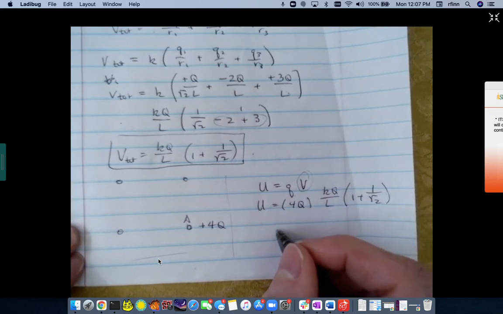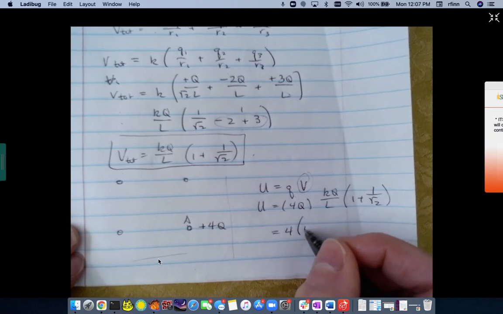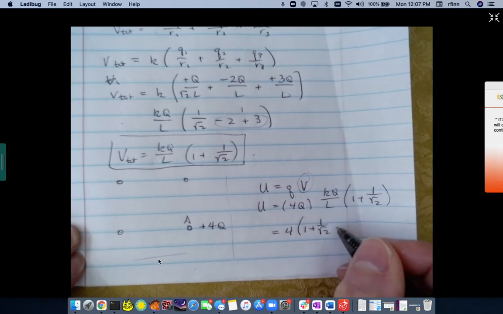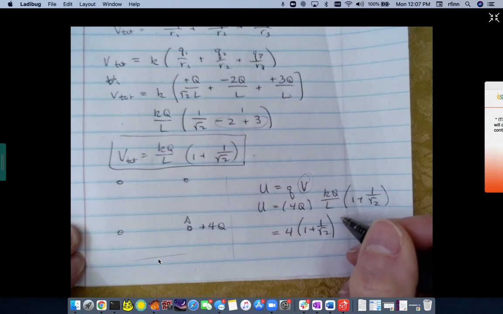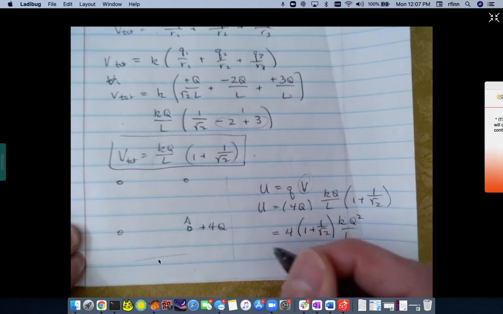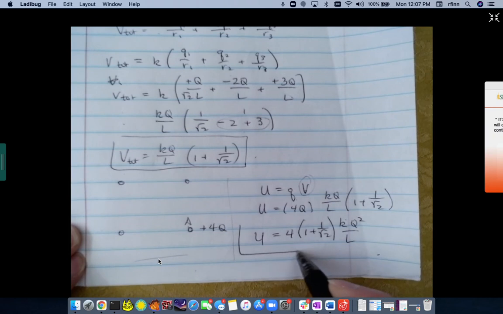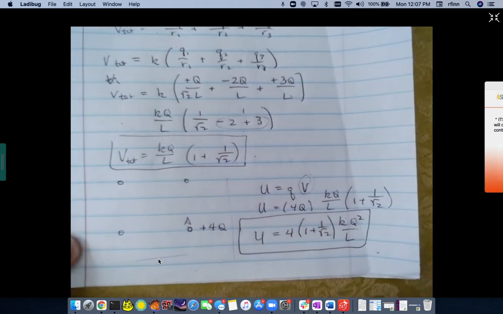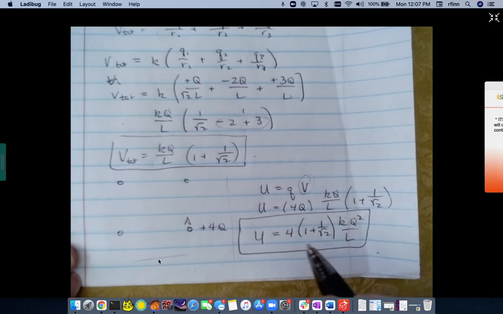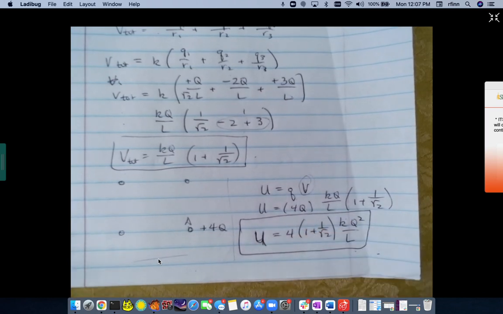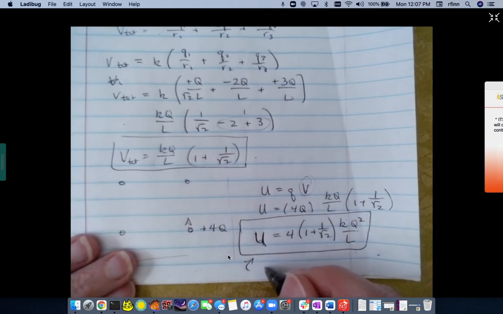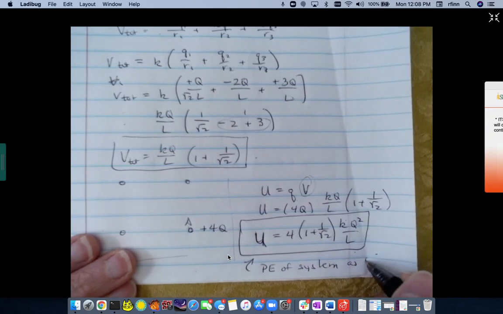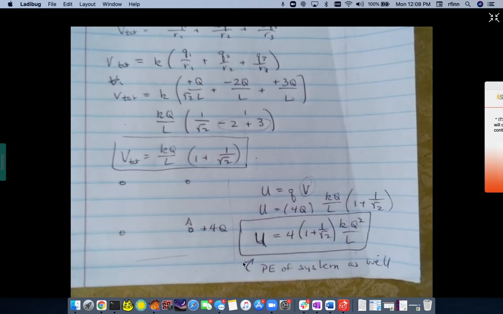And so we can bring all those numbers out front, and then we get 4 times 1 plus 1 over the square root of 2, times KQ squared over L. And that's also the potential energy of the system. So it's the same as the last one. And that's it. Okay. Hope you enjoyed that as much as I did.